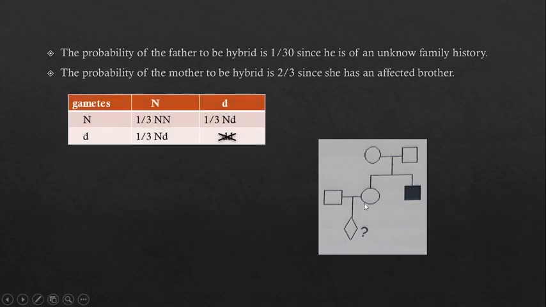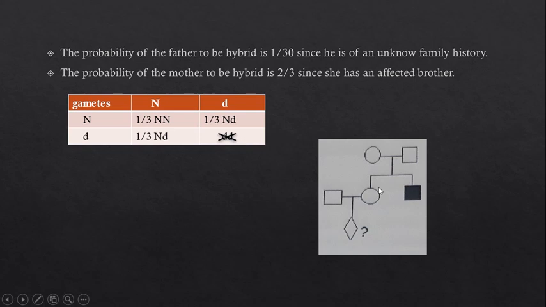Let's see why. If you take into consideration her parents, they are definitely hybrids. The genotype of both parents is ND. This is because they have an affected child. So the mother will give the gametes N and D. The father will give the gametes N and D. Every child born will have a probability to have a genotype of NN, ND, or DD.